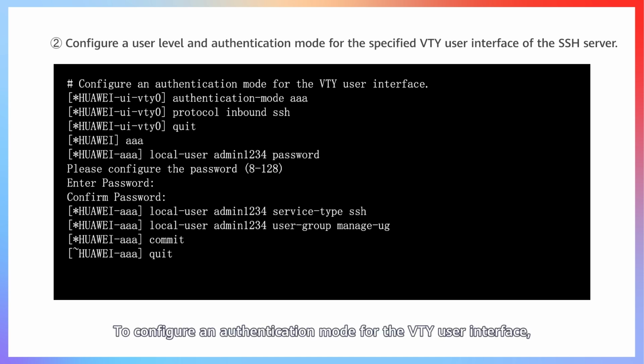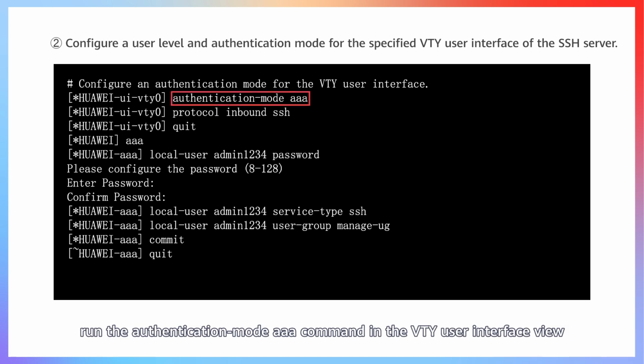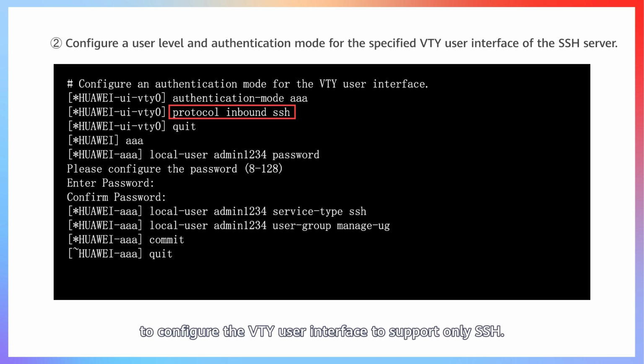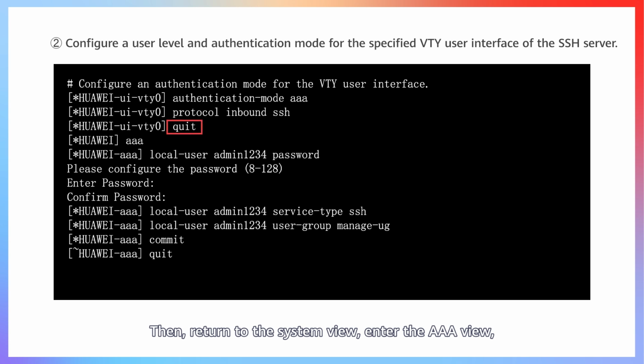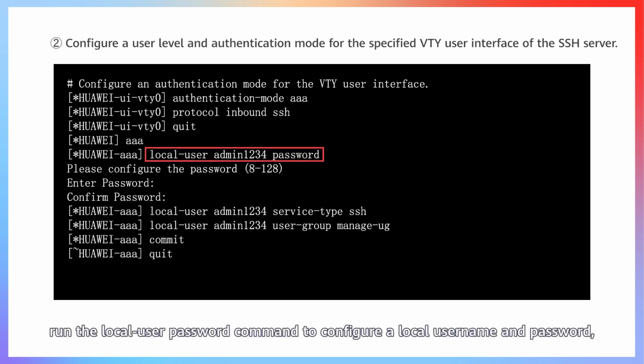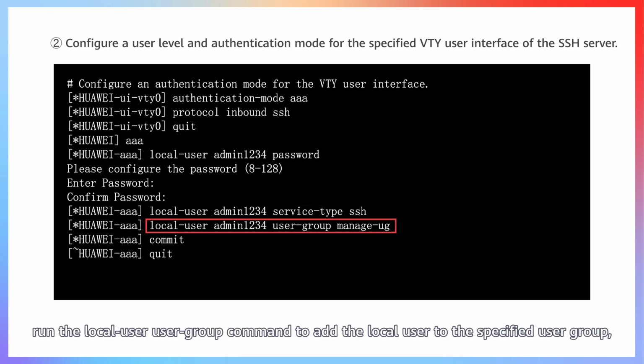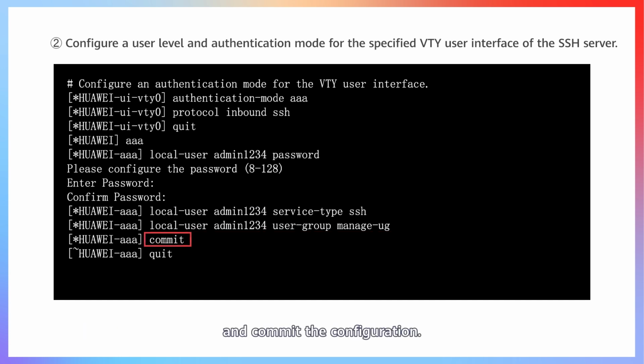To configure an authentication mode for the VTY user interface, run the authentication-mode aaa command in the VTY user interface view to set the user authentication mode to AAA. Run the protocol inbound ssh command to configure the VTY user interface to support only SSH. Then, return to the system view and enter the AAA view. Run the local-user password command to configure a local username and password. Run the local-user service-type ssh command to set the access type of the local user to SSH. Run the local-user group command to add the local user to the specified user group, and commit the configuration.